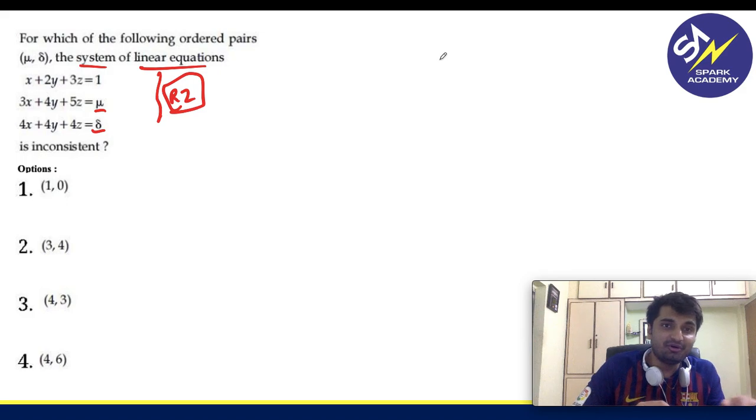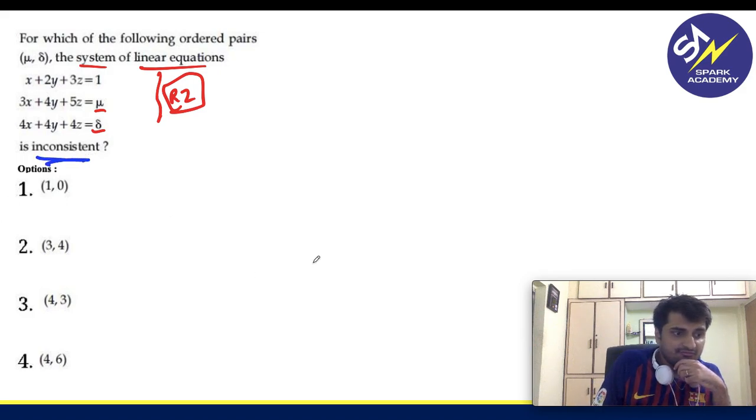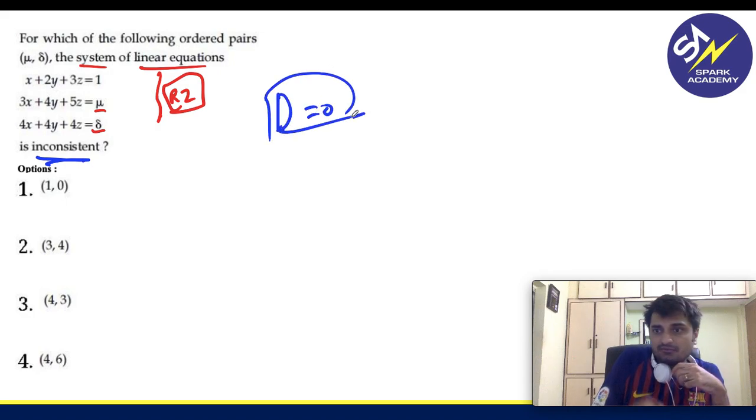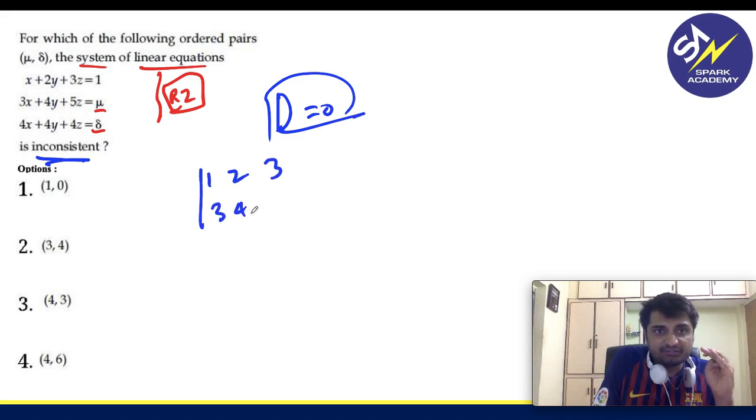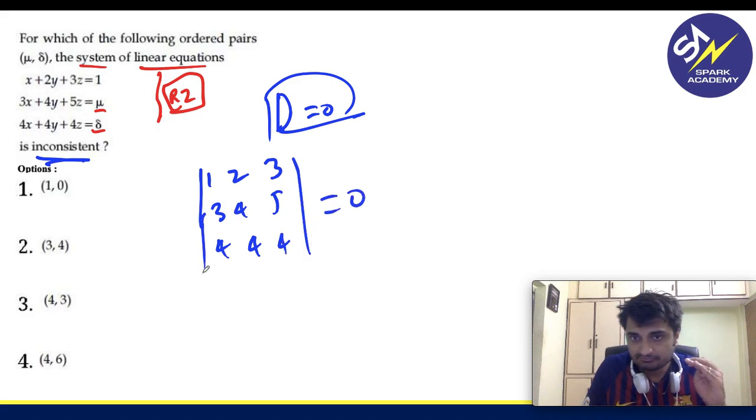Now, how do you know whether it is inconsistent or consistent? First, you need to take the determinant. You have to check if it is 0. So if you take 1, 2, 3, 3, 4, 5, 4, 4, 5, 4, that should be equal to 0.